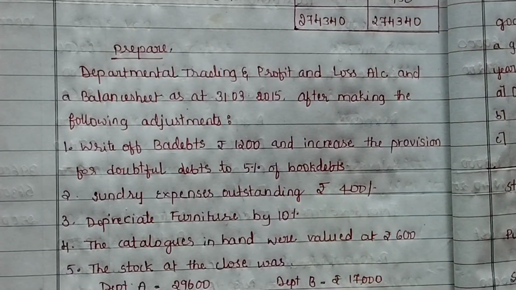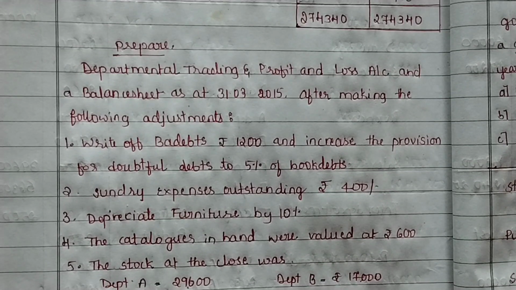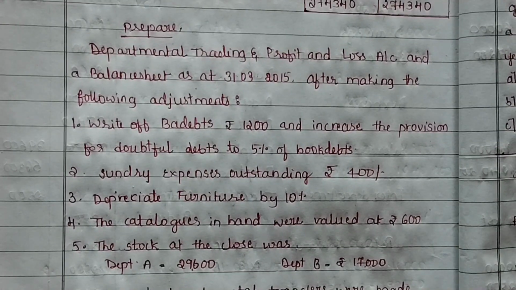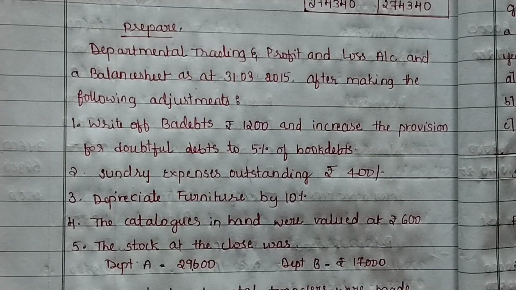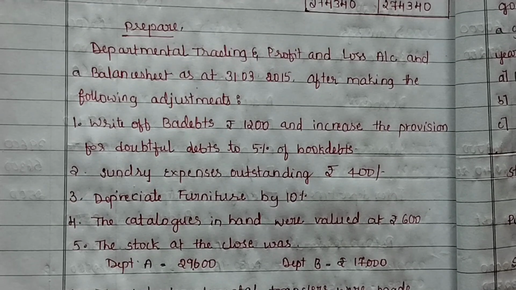Next, what are the conditions? Prepare departmental trading and profit and loss account and a balance sheet as at 31st March 2015 after making the following adjustments. What are the adjustments? Write off bad debts ₹1,200 and increase the provision for doubtful debts to 5% of book debts. That is, you have to write off 1,200 bad debt and maintain 5% provision for bad debts.